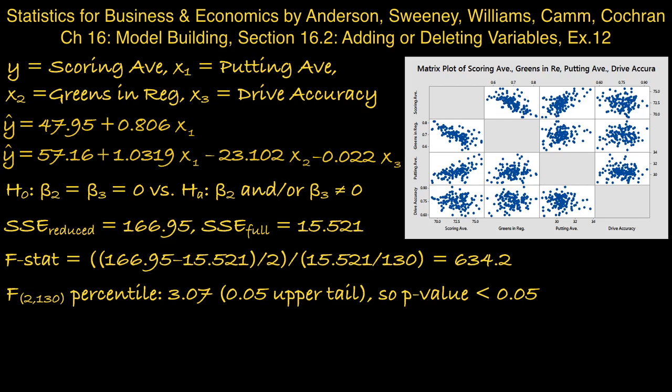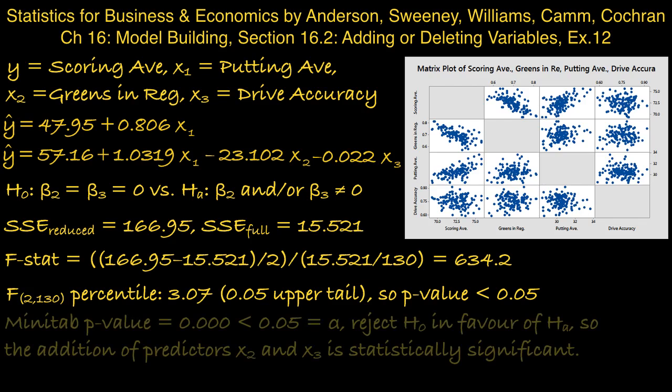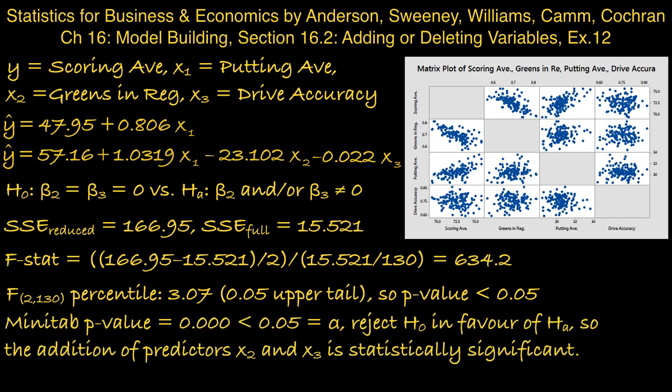Since our F statistic is much larger than 3.07, our p-value must be much smaller than 0.05. Alternatively, we can use Minitab directly to obtain the p-value for us, and it tells us that the p-value is essentially 0. So again, much smaller than 0.05, so that allows us to reject the null hypothesis in favor of the alternative. We conclude that the addition of predictors X2 and X3 is statistically significant in this case.